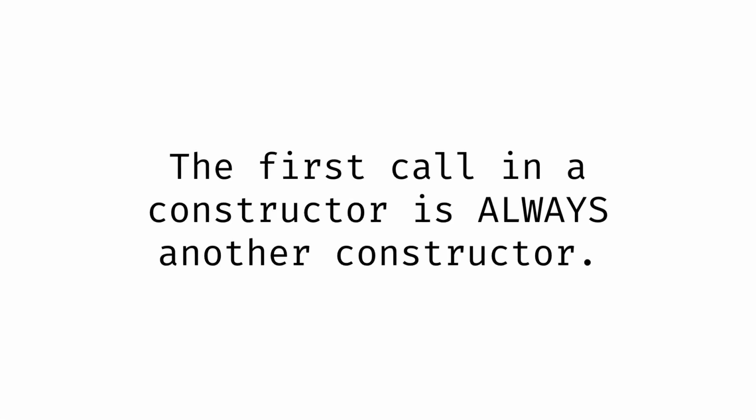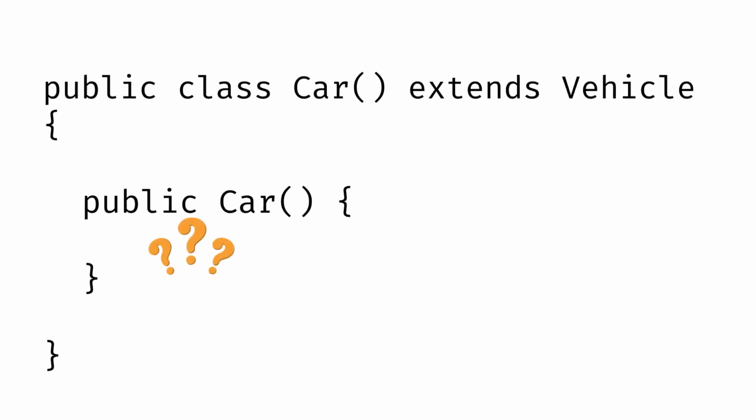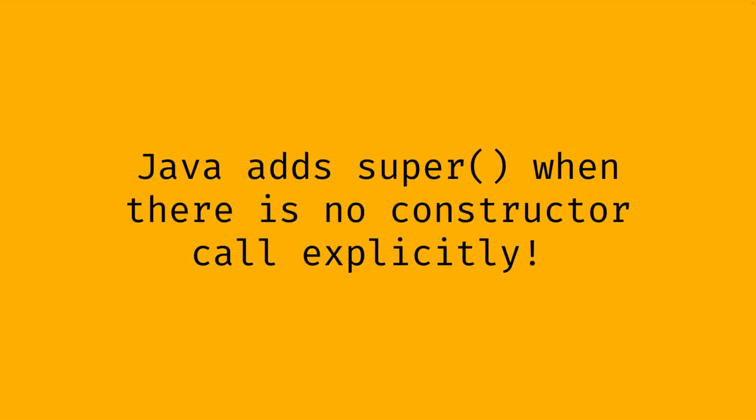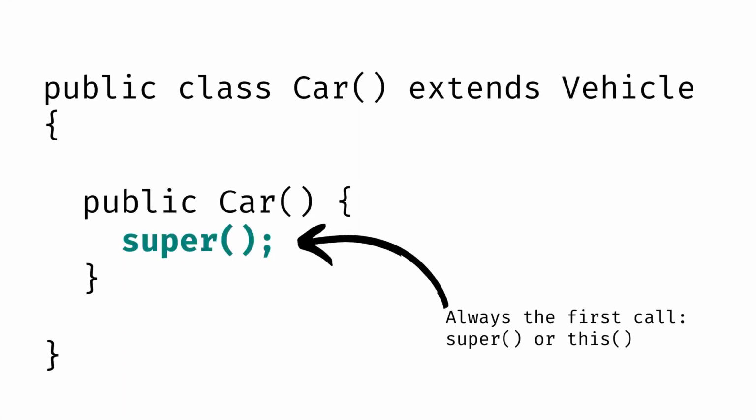This is because the first call in a constructor is always to another constructor. Also, there cannot be a call to another constructor later than the first statement. You might think I'm losing it because you don't see the call to the constructor, and we definitely created constructors like this. Well, guess what? It gets added by Java. Java adds the super when there is no constructor call explicitly. And remember, this can only happen as a first statement. So the first thing a constructor does is actually always call its parent constructor or another constructor in the class. As we could see when we went to the Car constructor, it jumped to the Vehicle constructor first.